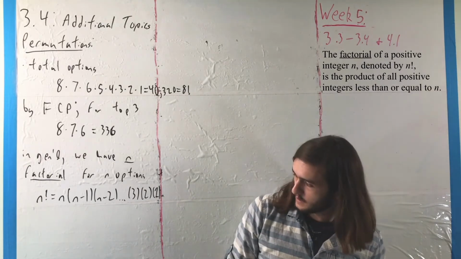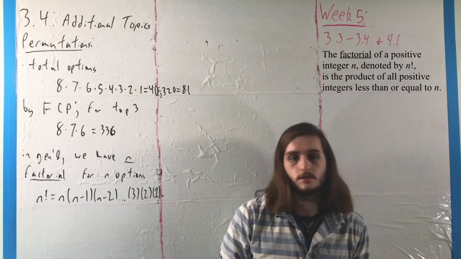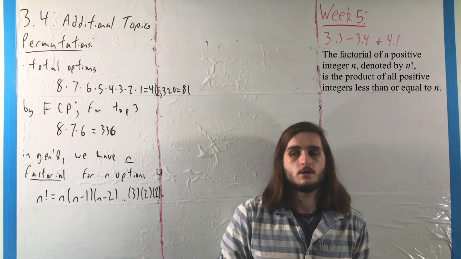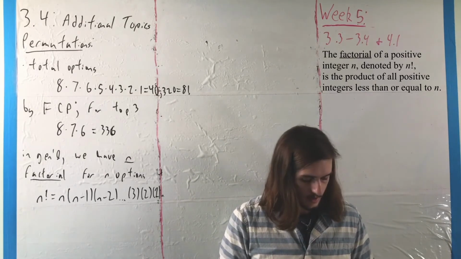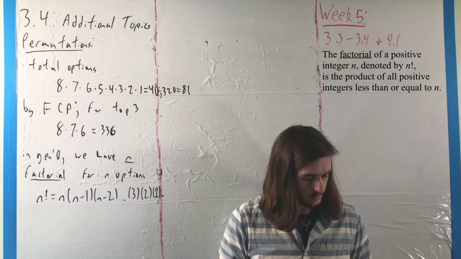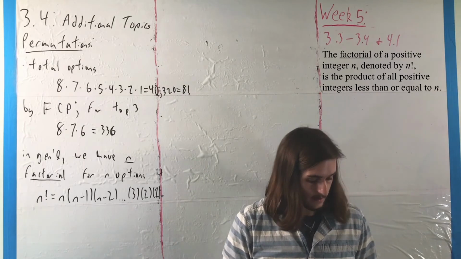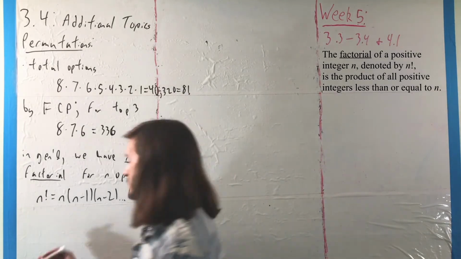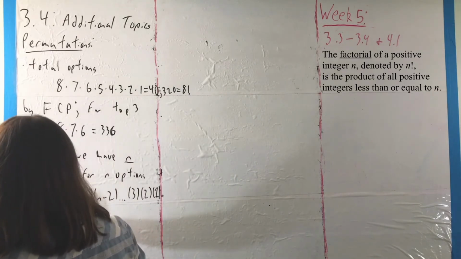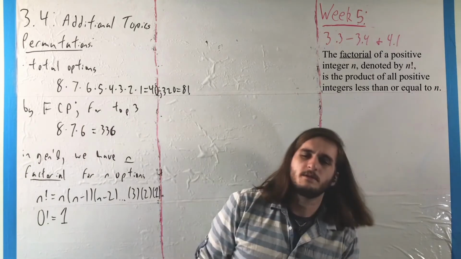We can think of this as representing the total number of ways that you can arrange n objects where order matters, and we're going to talk about every single one of them without any repeats. There's one very important special case for this. We say that 0 factorial is equal to 1. And there's two explanations for it.